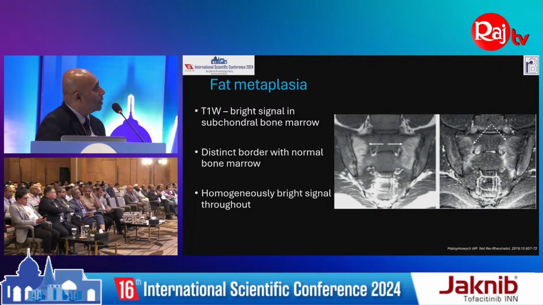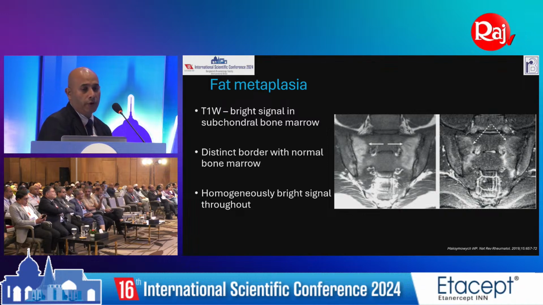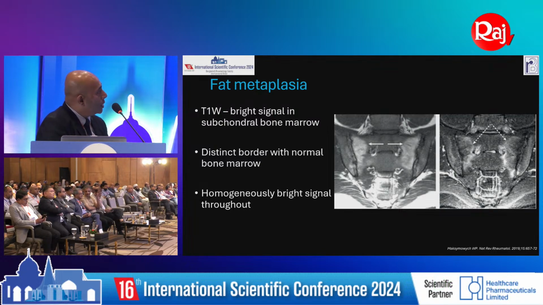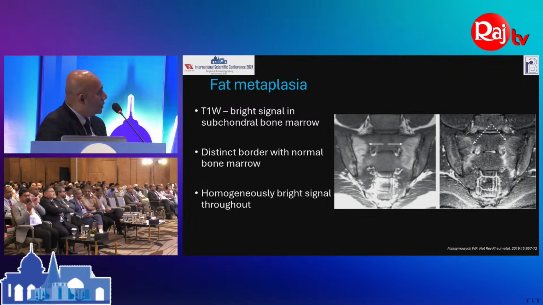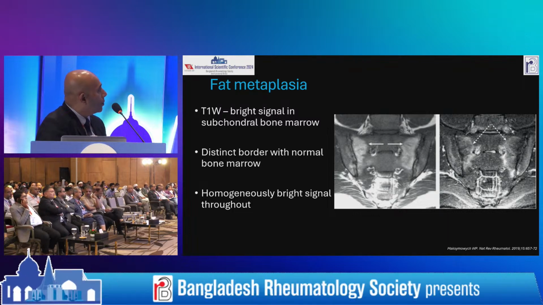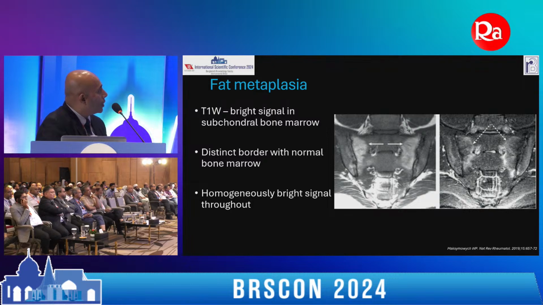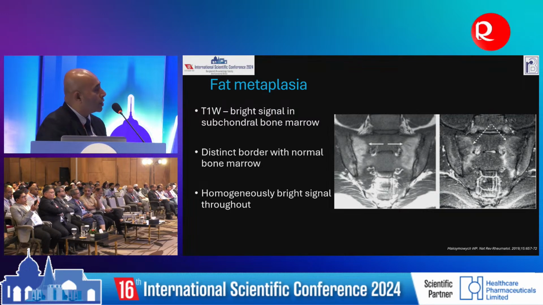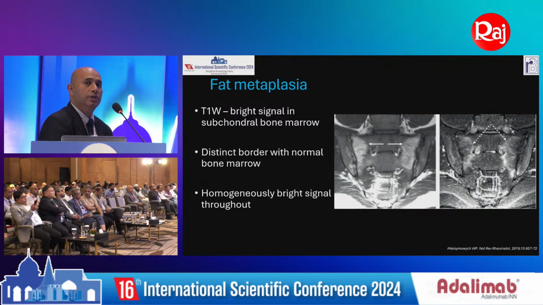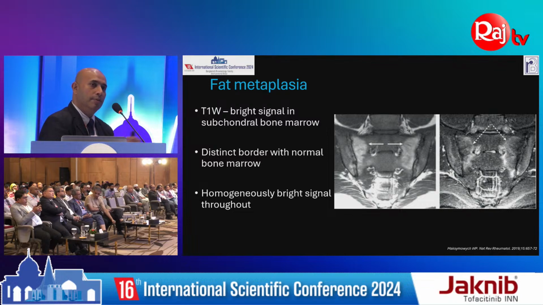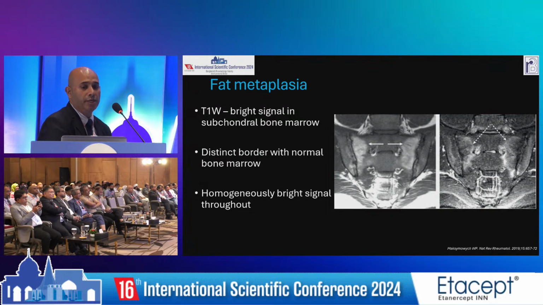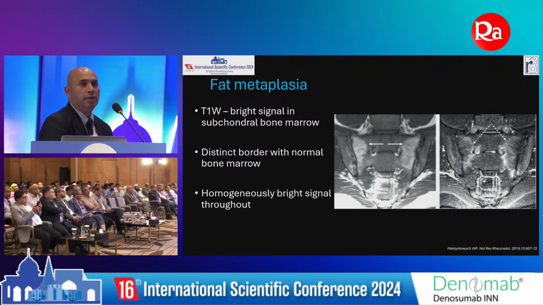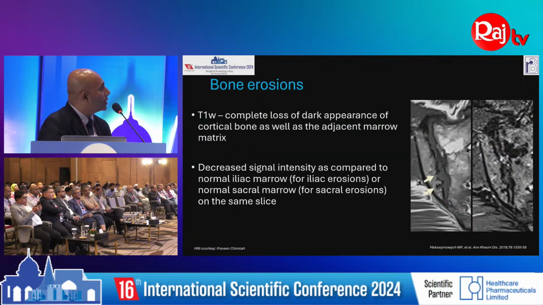Fat metaplasia is another structural lesion, one of the first ones, which is generally noted in the T1 sequence. But there are 3 things we need to remember. It has to be around the cartilage, it has to have a well-distinct border, and it has to be homogeneously bright, a homogeneous signal across. Because we know there can be conversion of red to yellow fat as the person ages, and up to 70% of patients have some amount of fat metaplasia as they age, beyond 50 years of age. So I think that's very important.